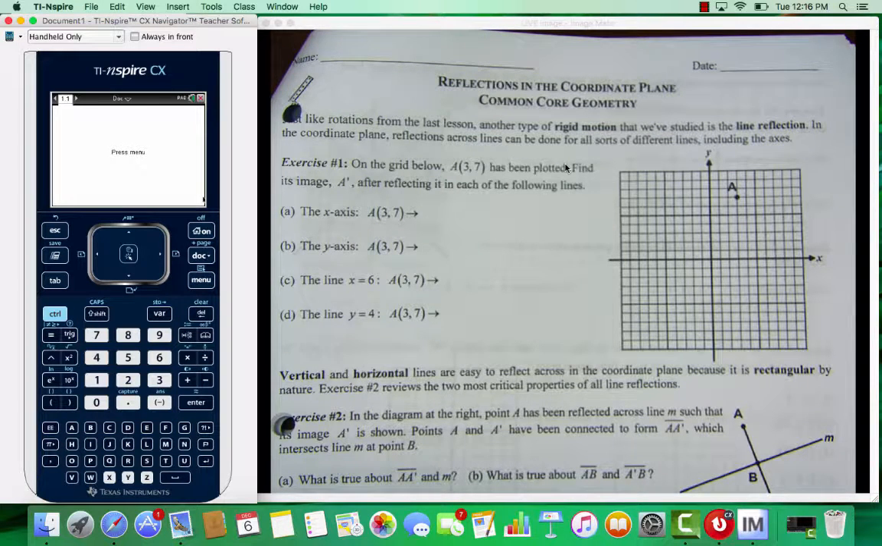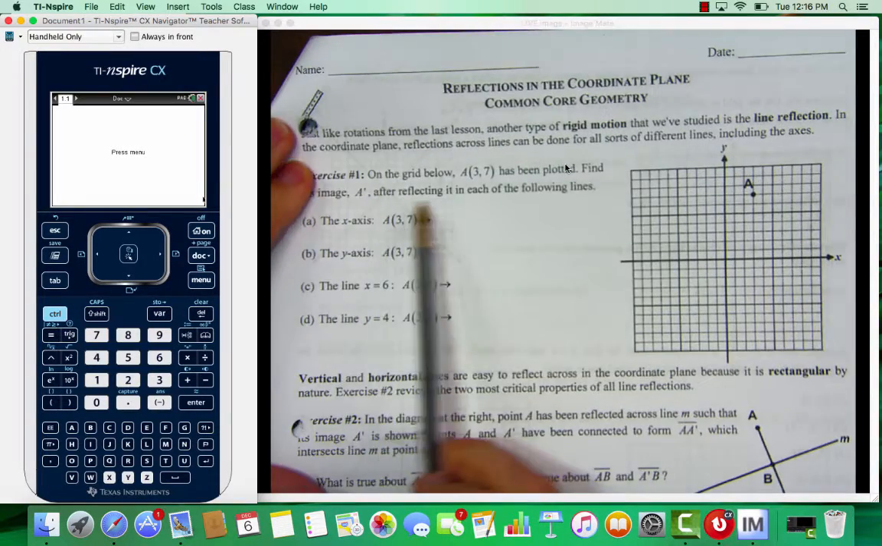For lesson 10 in this chapter, we're going to take a look at reflections in the coordinate plane. And again, we've looked at reflections already this year. They're just another type of rigid motion. But what we're going to do is review a little bit and reflect across lines that are not the x-axis or y-axis, and just review the harder stuff.